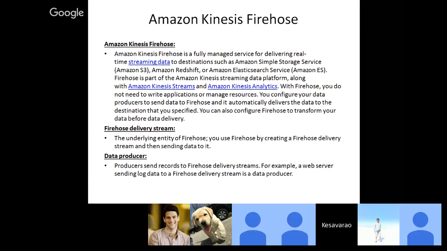So you just configure your data producers to send the data to Firehose, and it automatically delivers the data to the destination you specify. This makes it easier with simple configuration, and it can transform your data before it delivers. That's the advantage of it. Basically, the transformation of data before it is delivered to the destination.